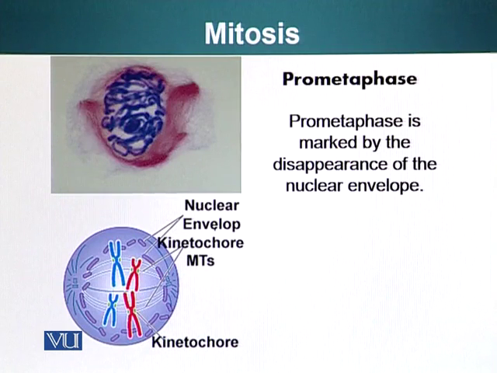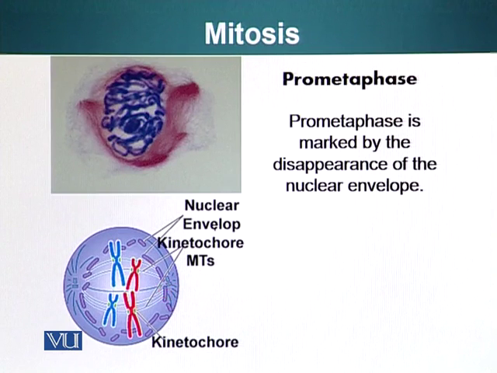The next stage is prometaphase. It is marked by disappearance of the nuclear envelope. Here it is depicted in this figure. The nuclear envelope starts to break down, and of course we know that it will completely disintegrate. The kinetochores, the regions of chromosomes where microtubules attach, start to form, and the spindle microtubules, these kinetochore microtubules, start to attach to the kinetochore, and of course that would result in a movement of the poles and also of the chromosomes which are present inside the cell.